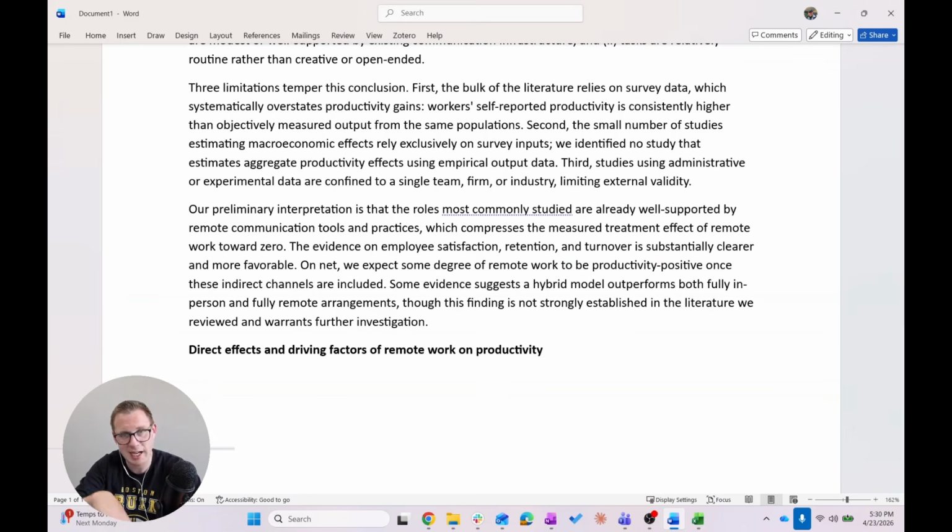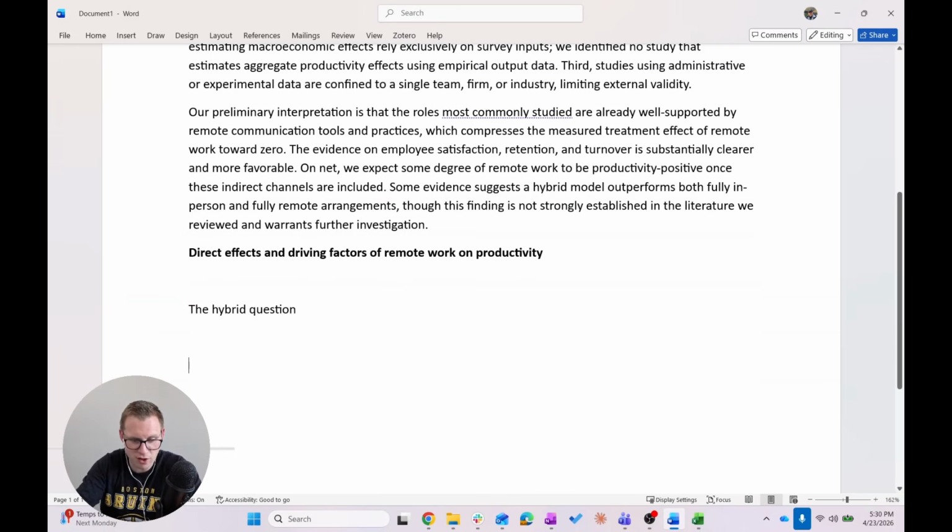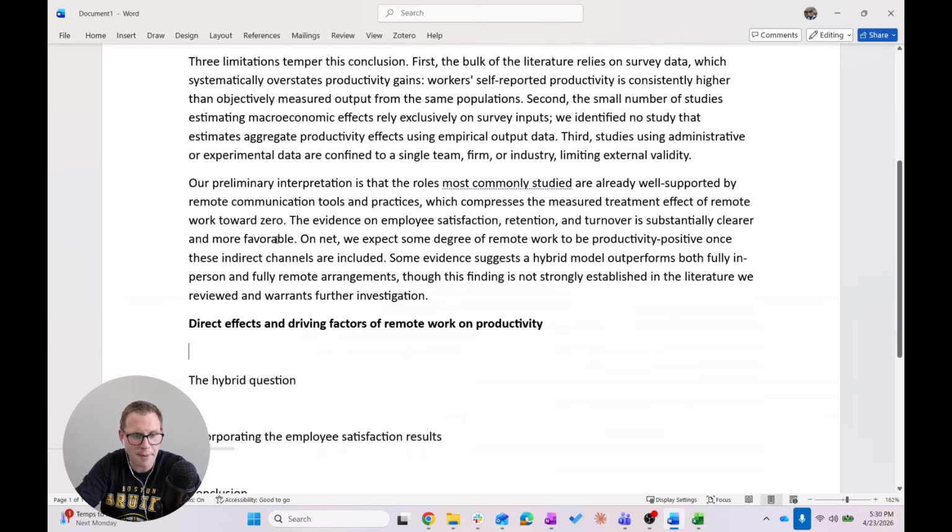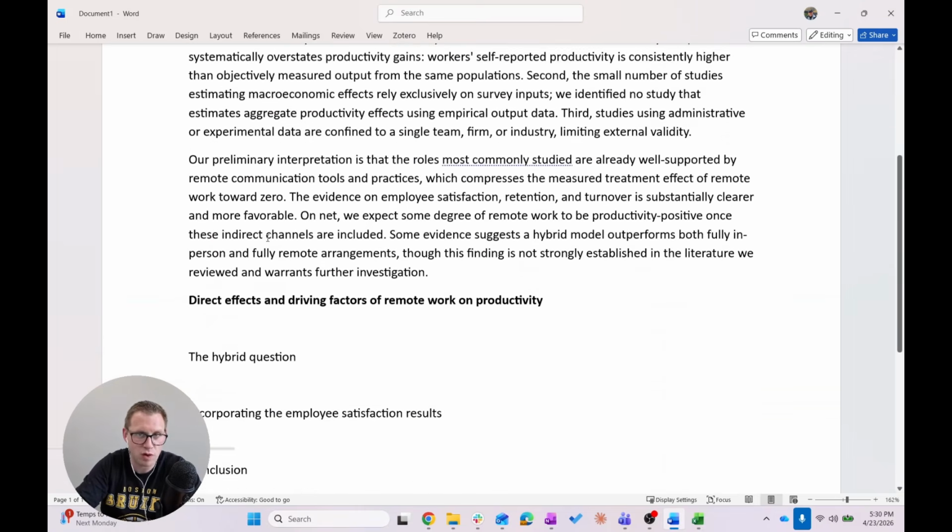Maybe the second section would be something about the hybrid question. We might even call it the hybrid question. And we might say something like there's a lot of good surveys and theory about this, but anecdotally we don't know. We might have another part that says incorporating the employee satisfaction data or results, maybe one more, and then conclusion. And each one of these would be about the length of this section. It might be a 3-page report.